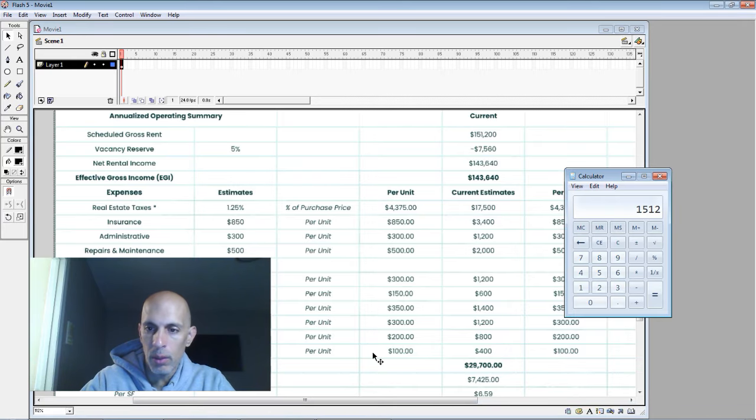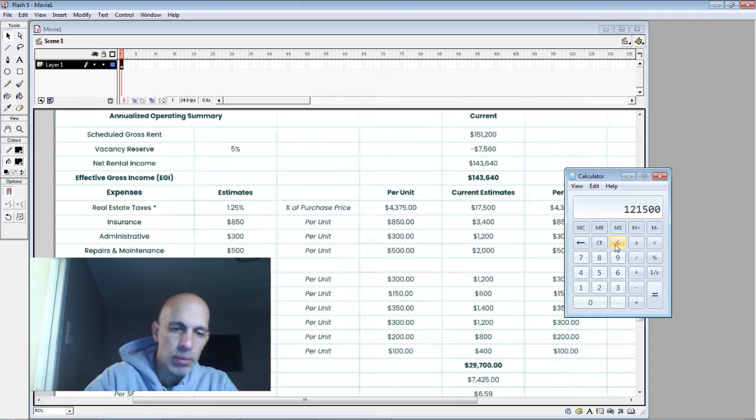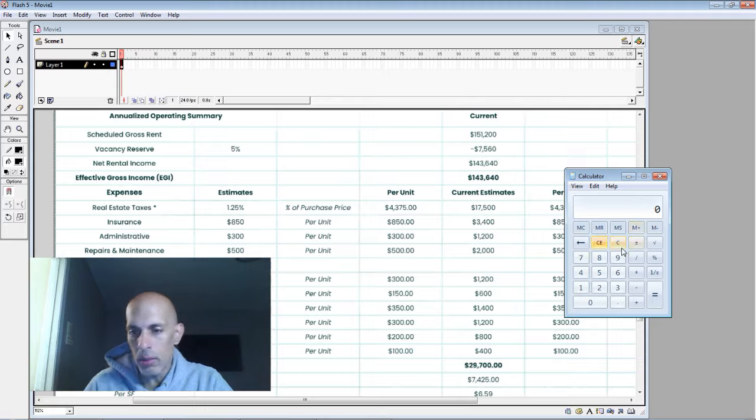So 151,200 divided by 12, 12,600. That's correct. Minus 29,700. Oh right, these are per unit. I use the per unit numbers. Now I see what I did.